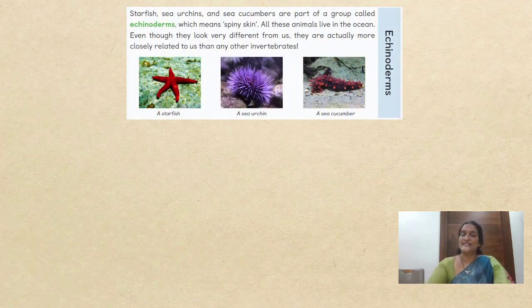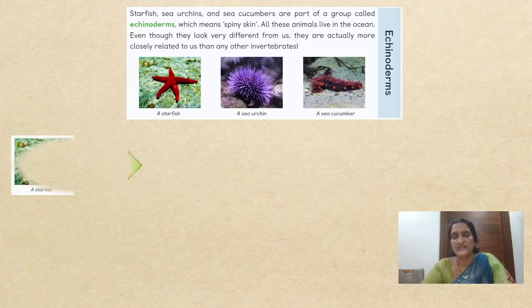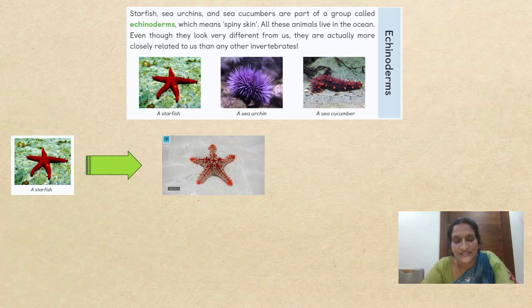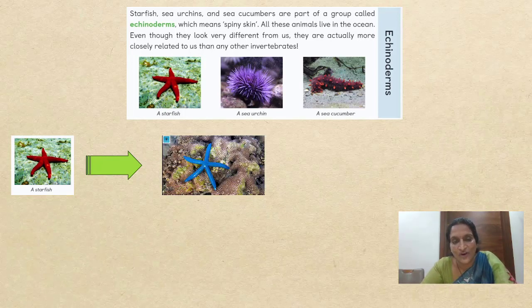And the next group is echinoderm. Echino means spine. Derm means skin. Spiny skin. Echinoderms. See the examples. They live in the sea. All these animals, not almost, all live in big seas. Starfish. See, this is a starfish. An animal which has spiny skin and lives in the sea. Lives in sea water.